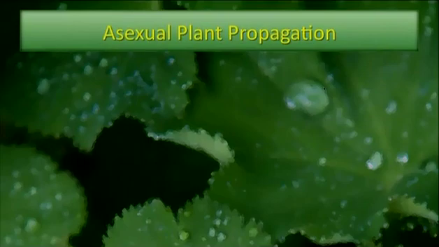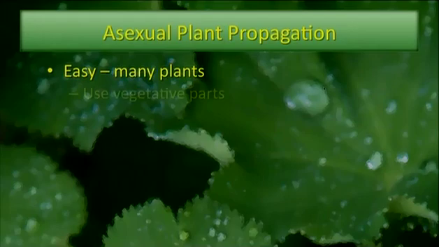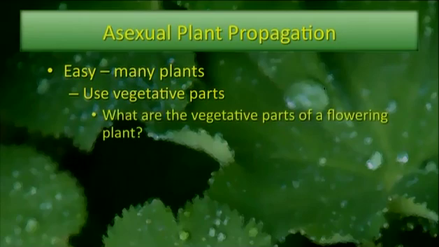Now, asexual plant propagation, people have been doing this for centuries. Cloning plants. It's easy, and you can make many plants from just one. You use the vegetative parts, which avoids the genetic variability and unpredictability of sexual reproduction. So, question: what are the vegetative parts of a flowering plant? Do you remember? I'll leave that for you to answer.